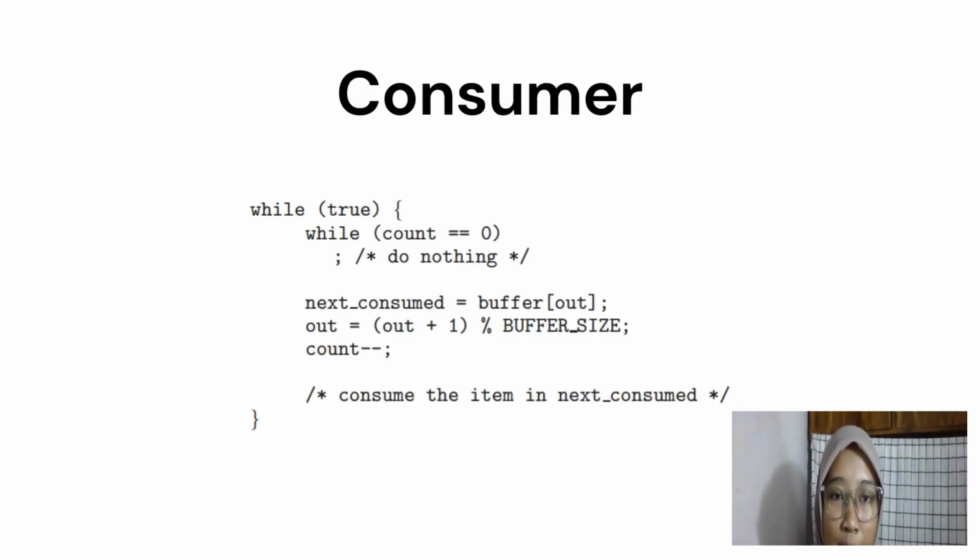And this is the source code for the consumer. While true, and then here is a while counter equals 0, do nothing, and then next consumed equals buffer out, and out equals out plus 1 modulo buffer size, and counter minus minus. Consume the item in next consumed.